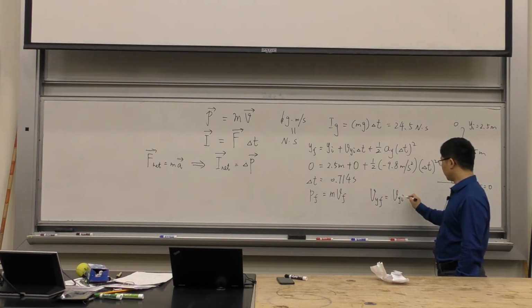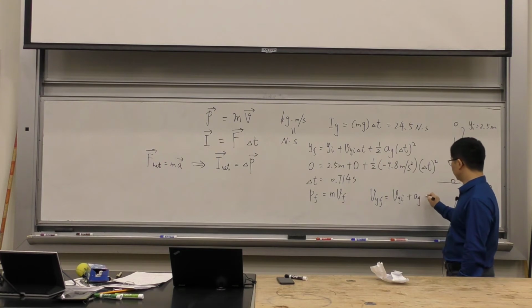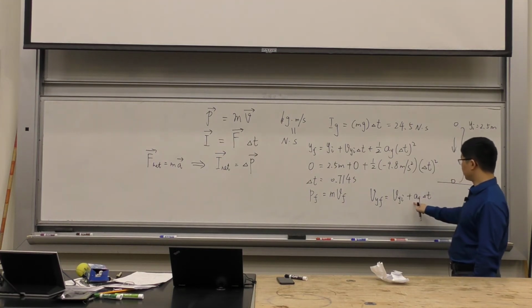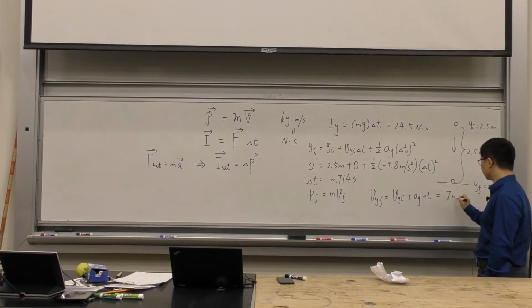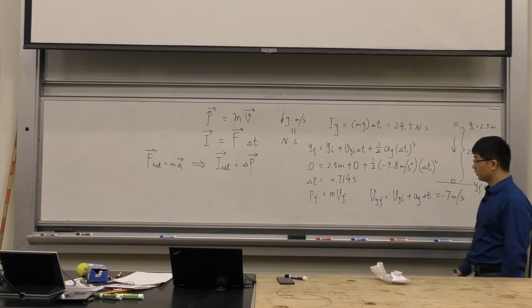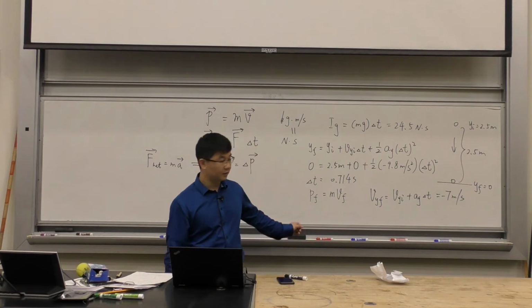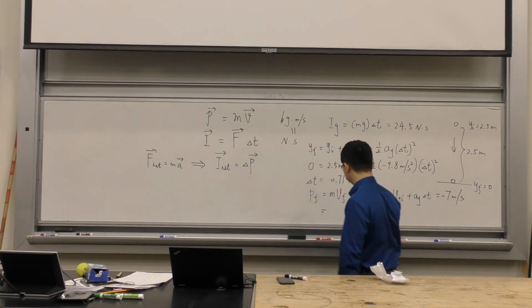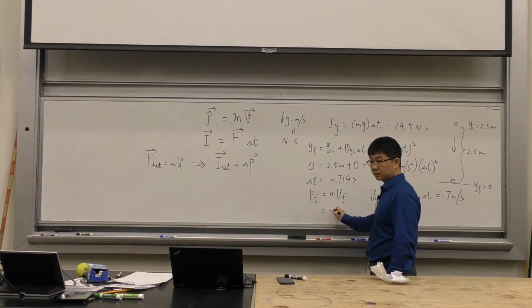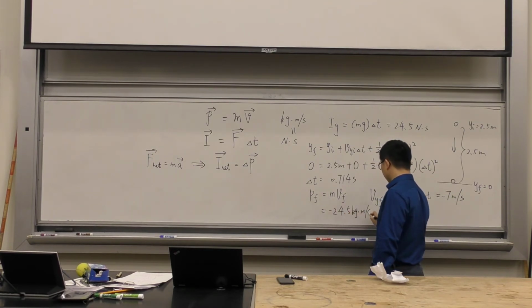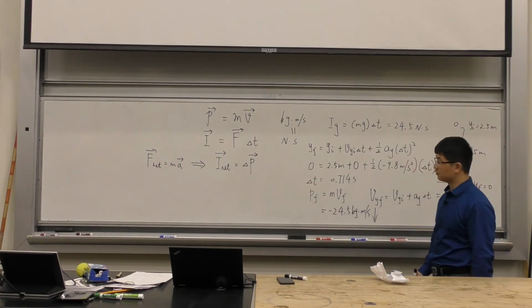Vyi plus ay theta t, right? And the initial velocity is 0, acceleration is down, negative 9.8, right? You plug all the numbers in, you get negative 7 meters per second. So the magnitude of this is just going to be 7. And then if you multiply this by the mass, what do you get? That's just going to be negative 24.5 kilograms times meters per second. The negative sign is just telling you it's down. The value is going to be 24.5.